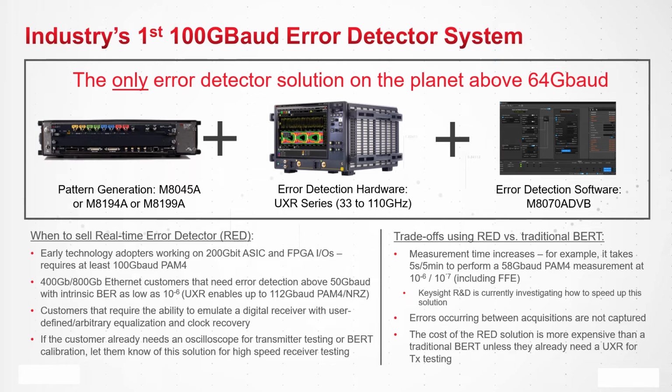As you can see here, when the data throughput increases, we have to have the right kind of approach to test 224 gigabit per second designs, which are going to drive 800G and beyond. And we are proud to announce that we have the industry's only error detector solution on the planet above 64 gigabaud. That includes pattern generator and error detector hardware with the UXR series oscilloscope, and also the error detection software, which will help you get to market faster.